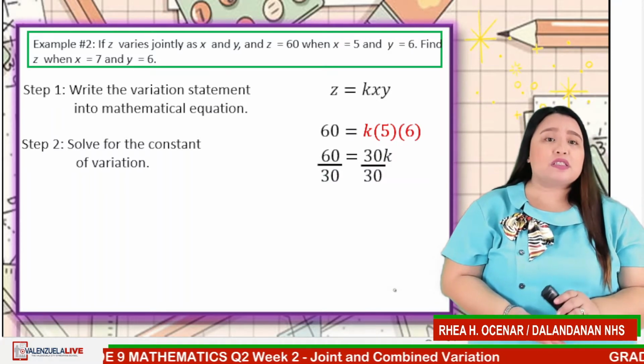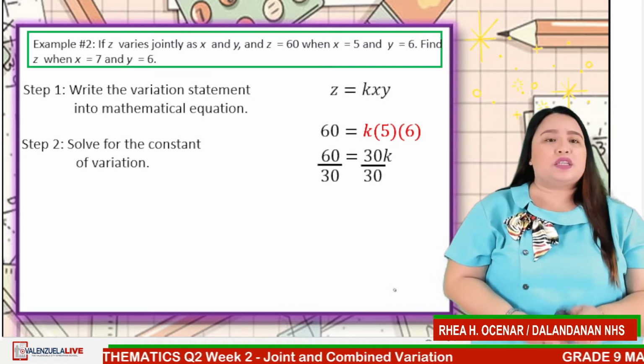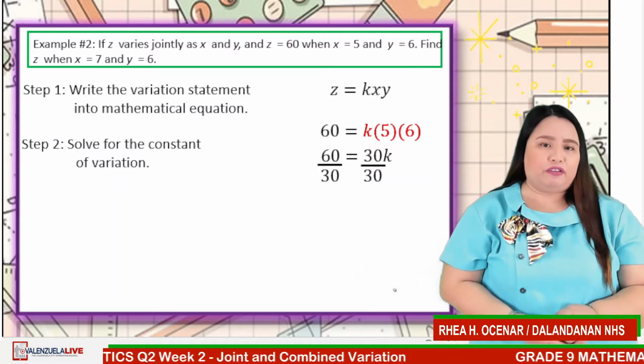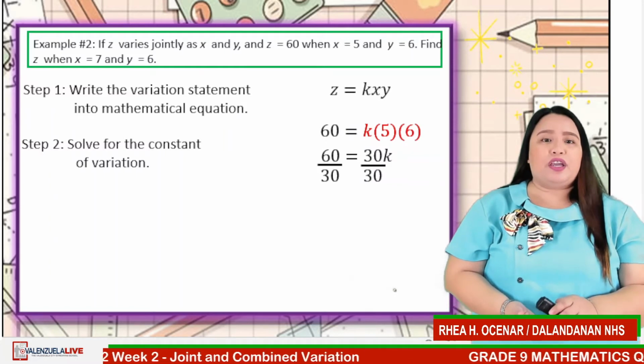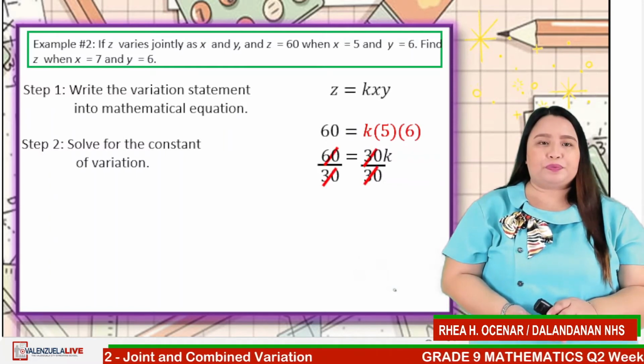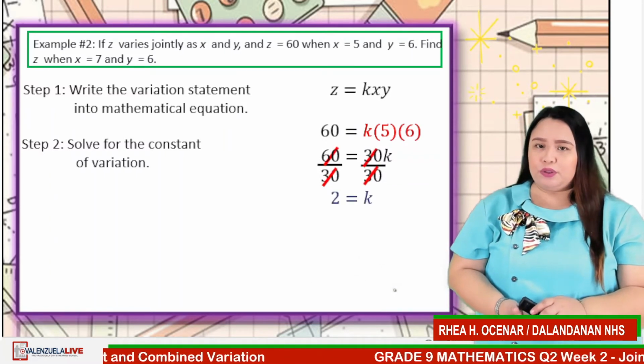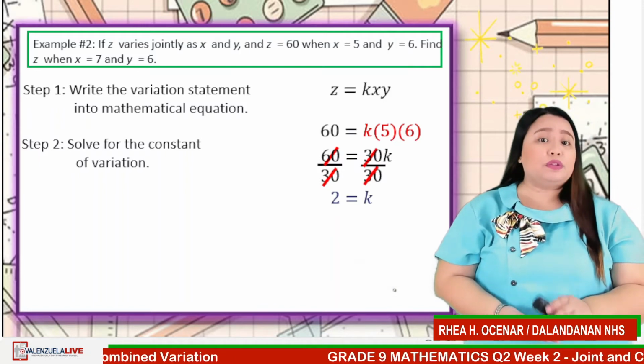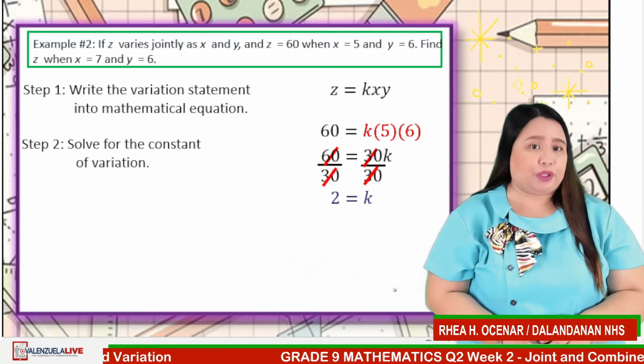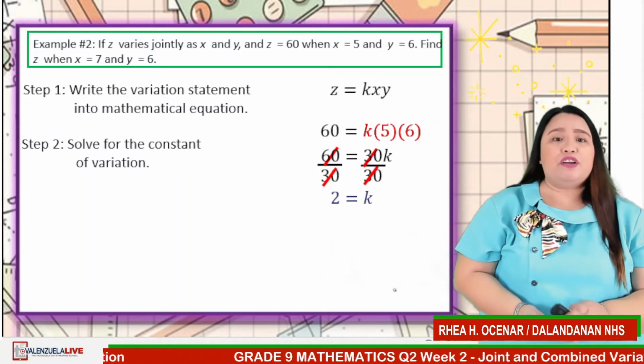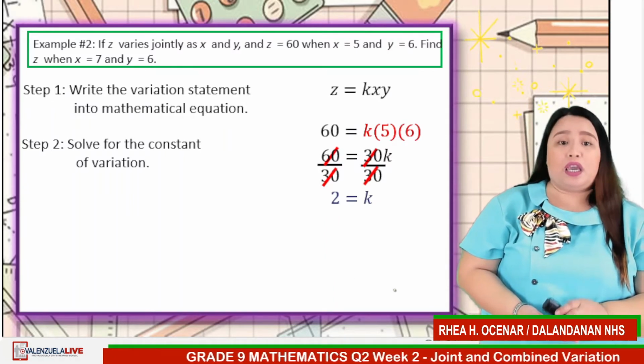We have 60 over 30 is equal to 30k over 30. Simplifying, we have 2 is equal to k, or k is equal to 2 using symmetric property. Therefore, the value of the constant of variation is 2.